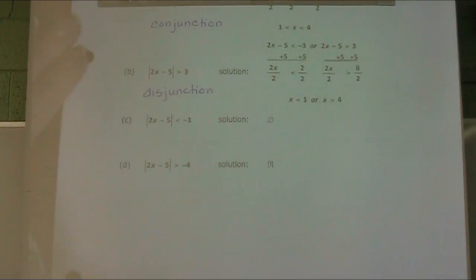Now I'm going to solve both of these by adding 5 to both sides and dividing by 2 on both sides. And I'm going to get x is less than 1 or x is greater than 4, and that is a disjunction.